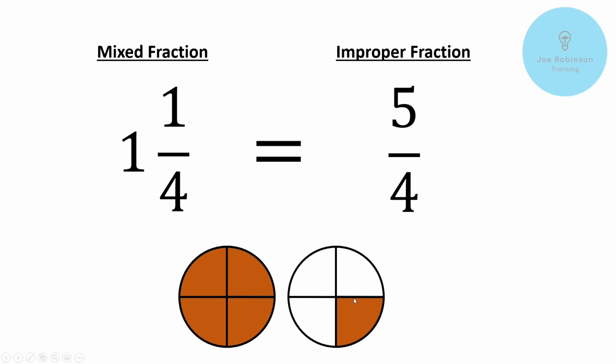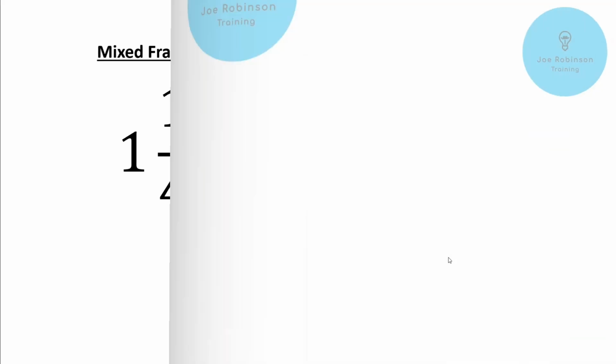But what's really interesting is if we count up the number of quarters that we've got, 1, 2, 3, 4, 5 shaded quarters, you can see there we've got 5/4, or 5 over 4. So that's how this mixed fraction is related to this improper fraction. Let's have a look at another example.